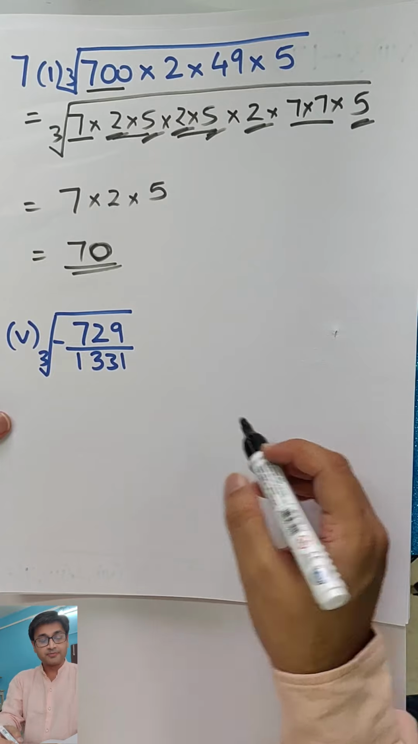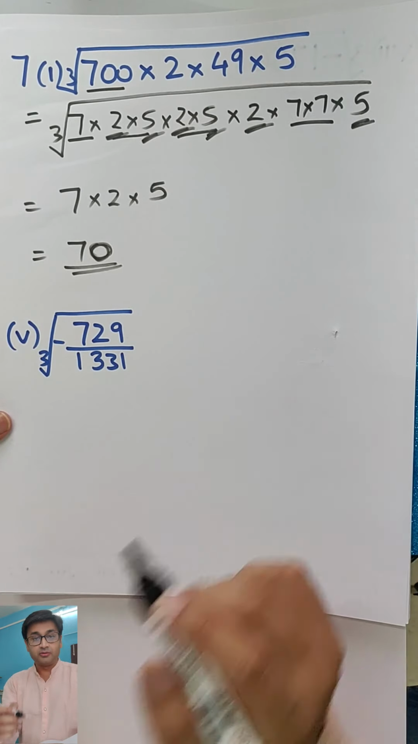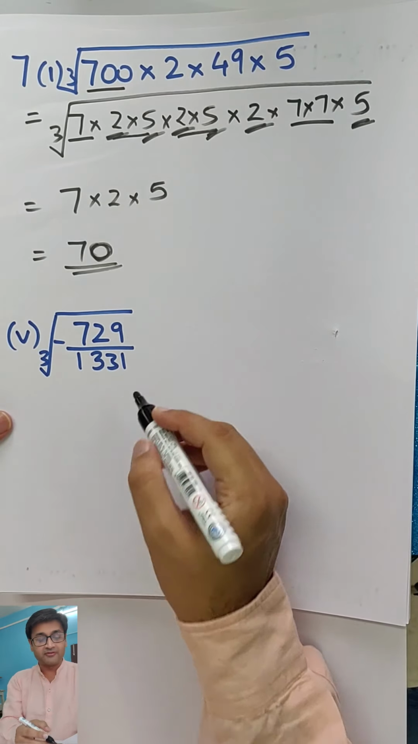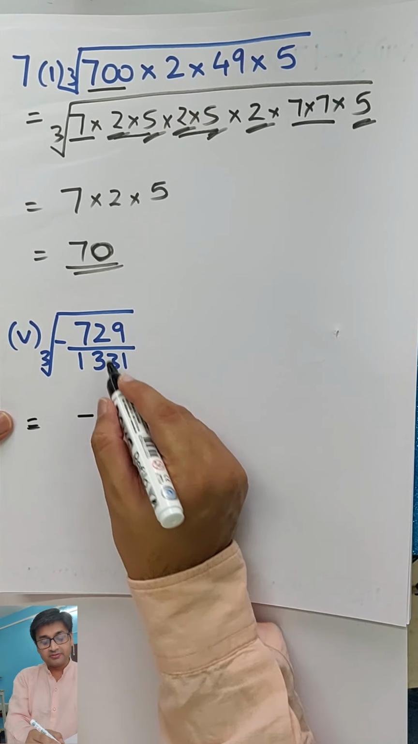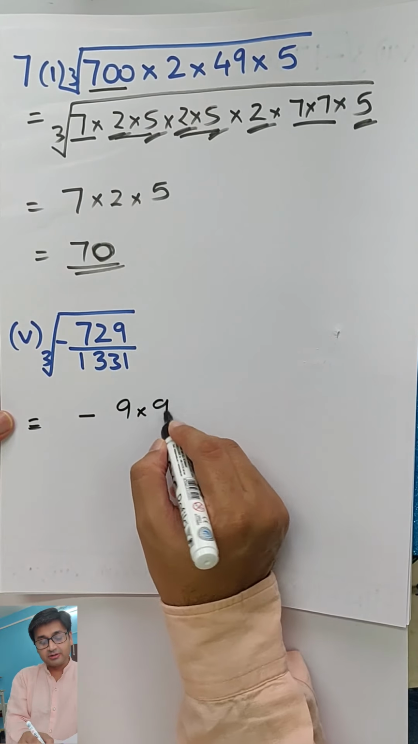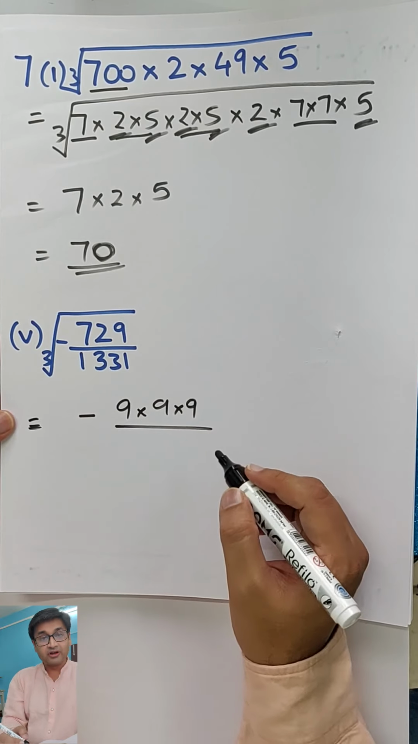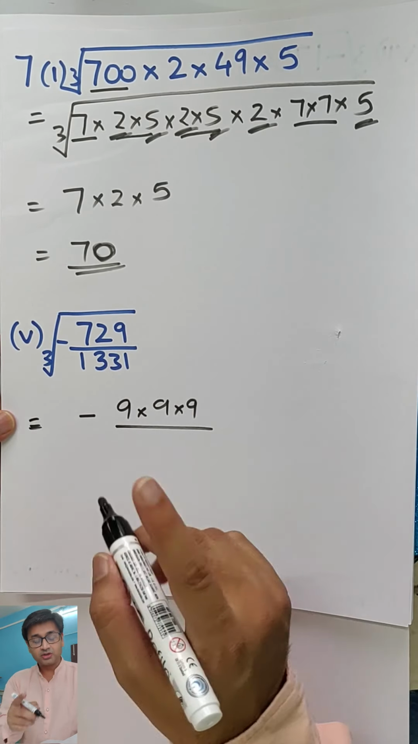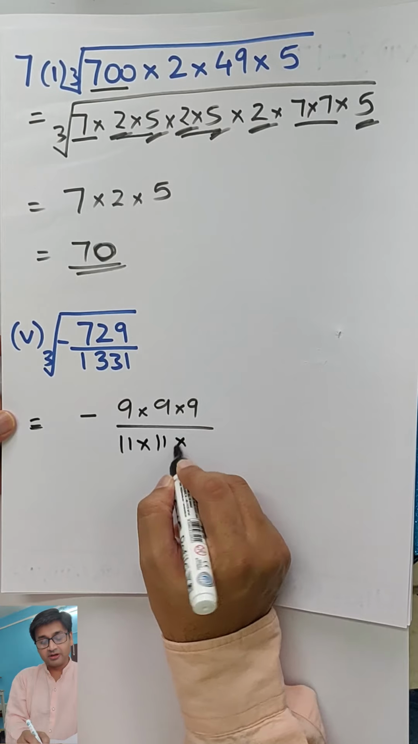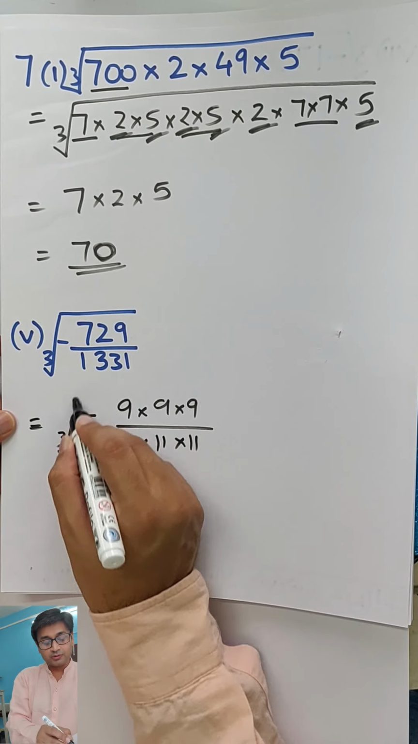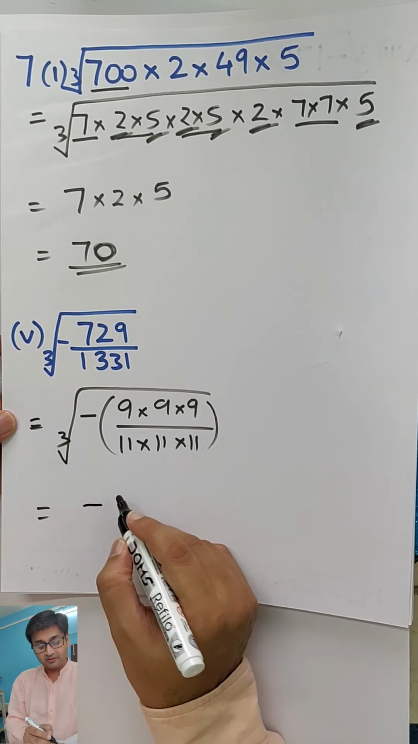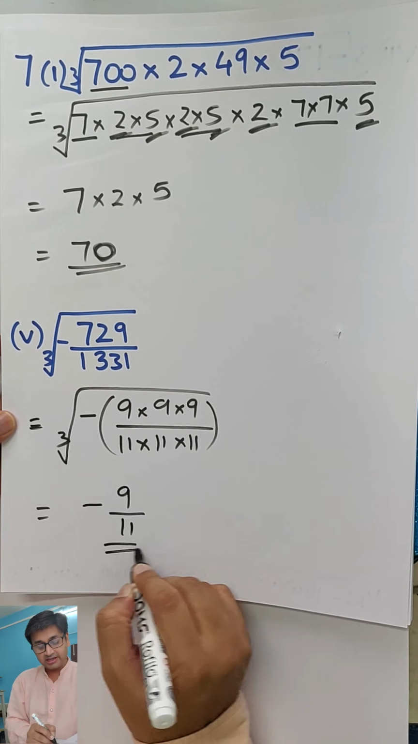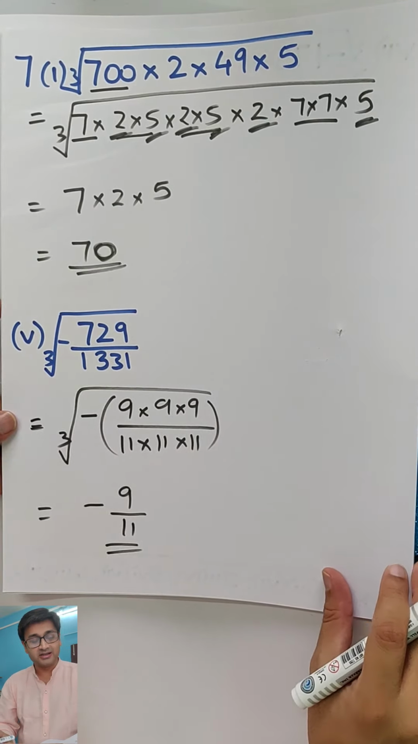Come on, next one. 729, 1331. Mental math, don't go for prime factors. By now you know how to tackle it. So negative 729 is 9 into 9 into 9. And 1331 you remember? Super, 11. 11 into 11 into 11, cube root, and put all this in bracket so that the minus sign is taken care of. So minus 9 by 11 should be my final answer.